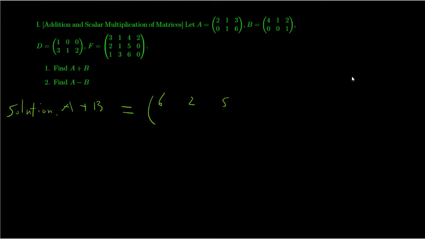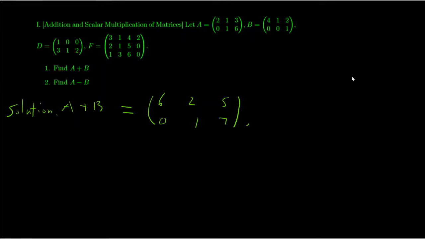The next number is located in the second row, the first column. This number is 0, this number is 1, this number is 7, right? Easy. All we need is to add the corresponding entries. That's how we get the sum of two matrices. That's how we add two matrices.